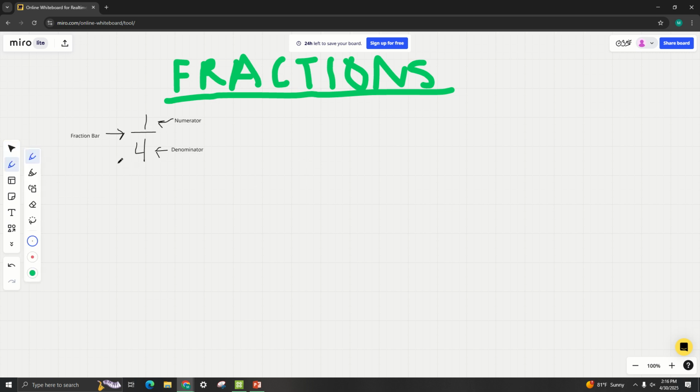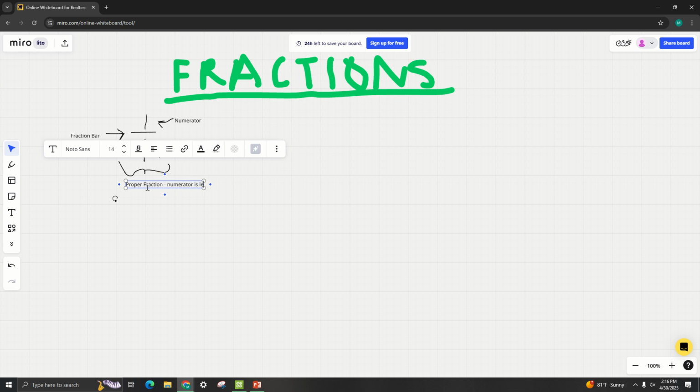So this specifically here is a proper fraction. And I'm going to give us a definition for that as well. A proper fraction is when the numerator is less than the denominator. So proper fraction when the numerator, in this case 1, is less than the denominator, in this case 4. So this is a proper fraction.